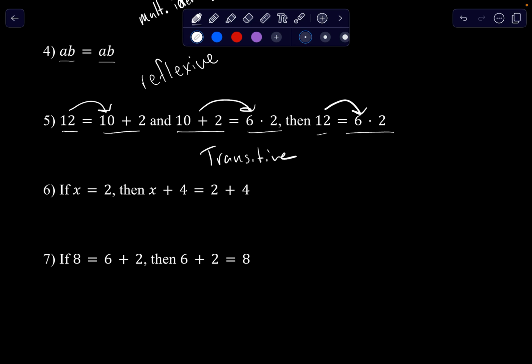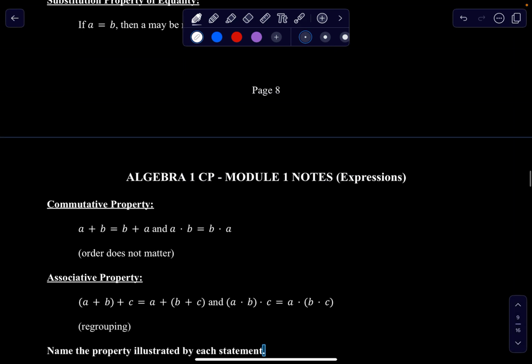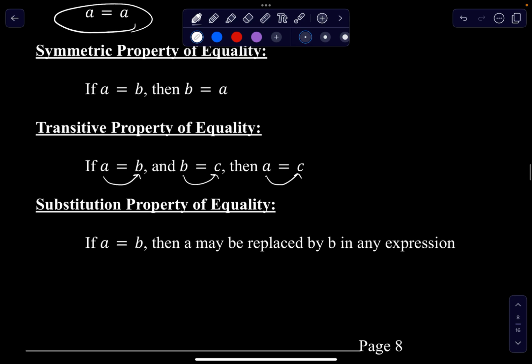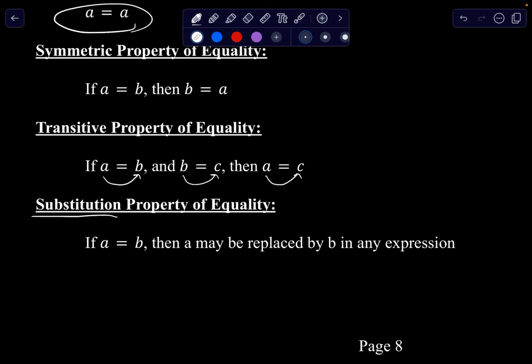Okay, next one. We know if x equals 2, then we can take the same equation here, and we can sub x out and put in 2. So if these two things are equal, we can just replace it in an equation. So if we look up here, that's just going to be substitution. So that one's kind of easy. If two things are equal, you can substitute one in for the other.